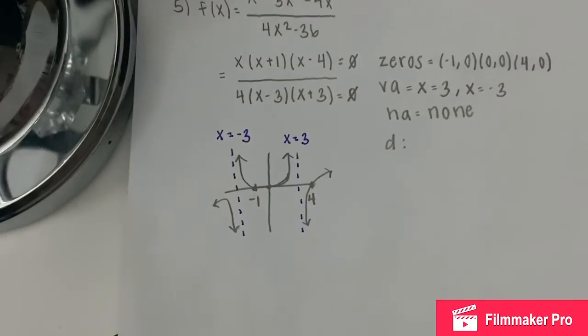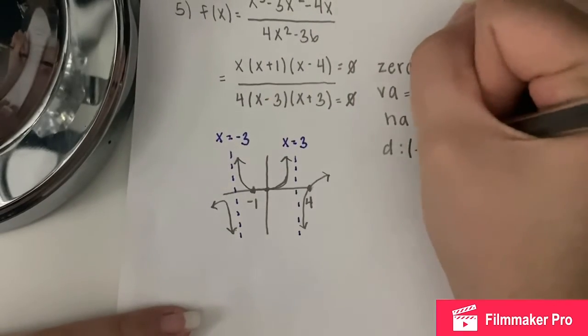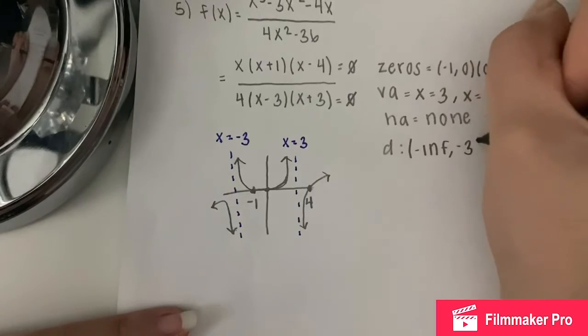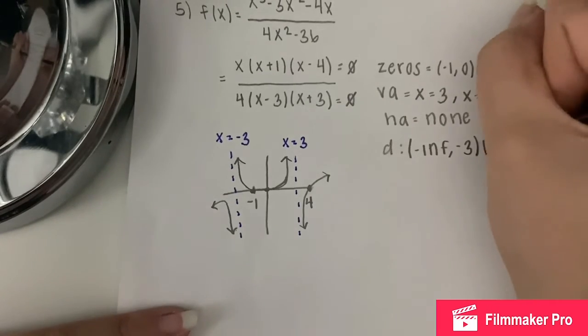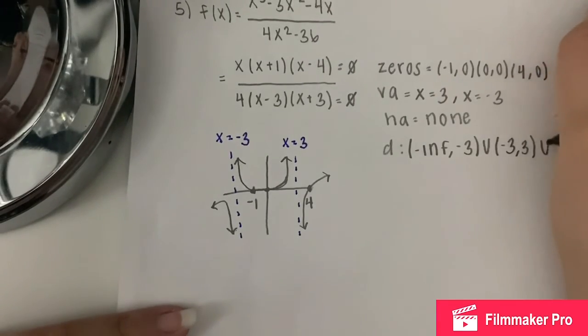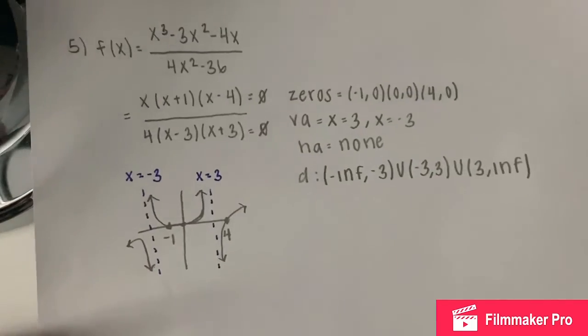So now to figure out the domain, we're looking at the graph. We can see that it starts at negative infinity. It ends at the asymptote, which is -3. Then it starts back up again at -3, ending at 3. And then one last time it starts back up again, 3 to infinity. And that's it.